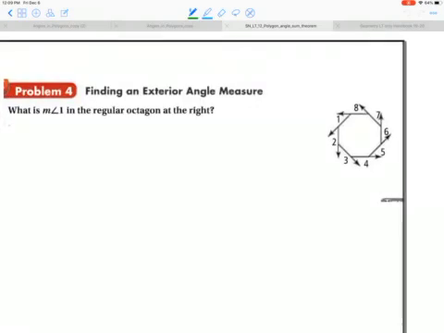Here we have a regular octagon. Regular meaning all sides congruent, octagon meaning an 8-sided figure. We want to find the measure of angle 1. Angle 1 is just one of those 8 angles. Well, we know the sum of the exterior angles is 360. If I divide that by how many angles I have, I'll get what one of them is, which is 45.